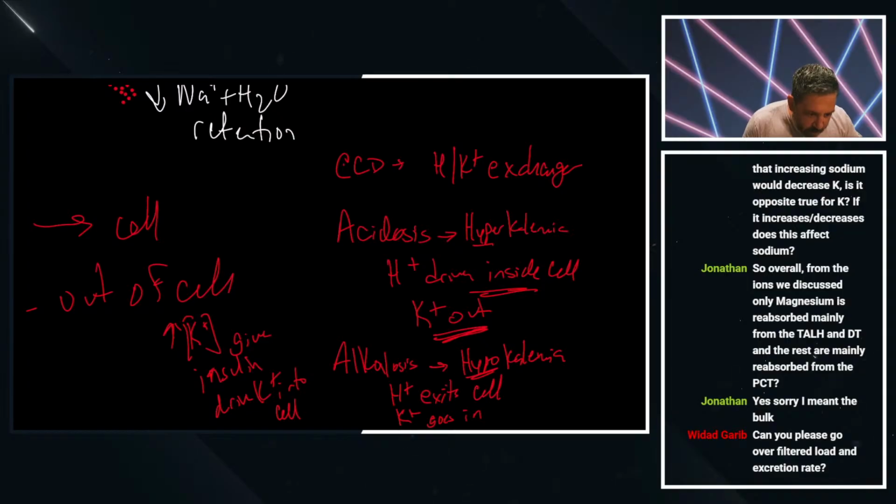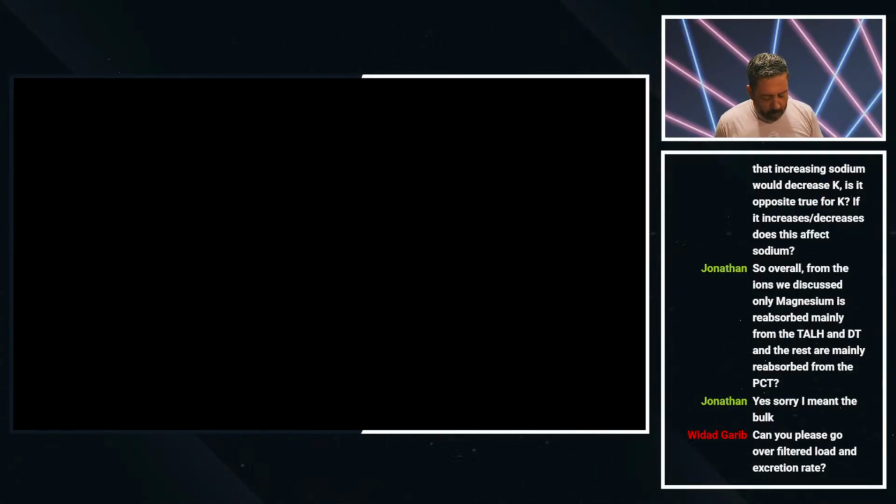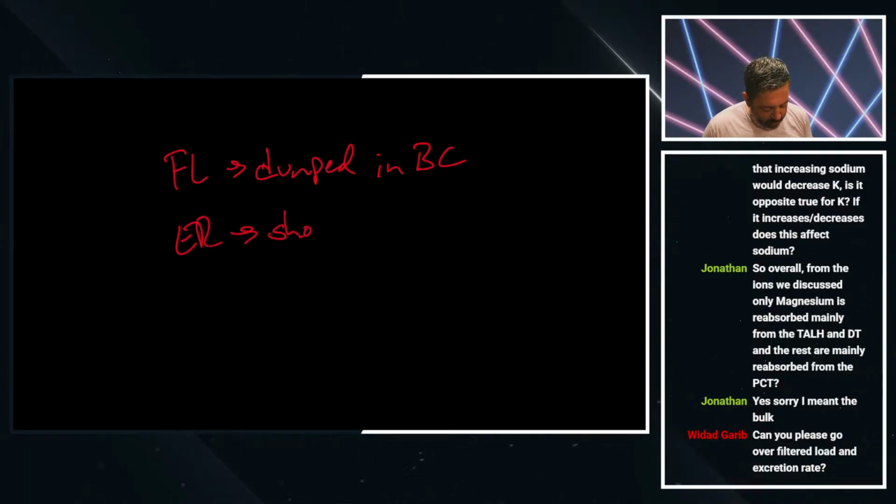Okay, filtered load and excretion rate. The filtered load is everything that's dumped into that Bowman's capsule. Whatever's dumped, that's our filtered load. The excretion rate is what shows up in the urine.